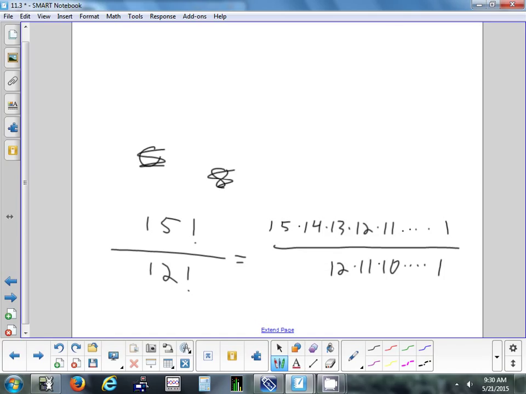There's a lot that cancels out here. All of this basically cancels out, and all you have to worry about doing is this relatively small calculation: 15 times 14 times 13. So when we start to do factorials, we're going to try to reduce what we can first, so we don't have to plug in things that are either impossible to plug in or really, really huge. All right?